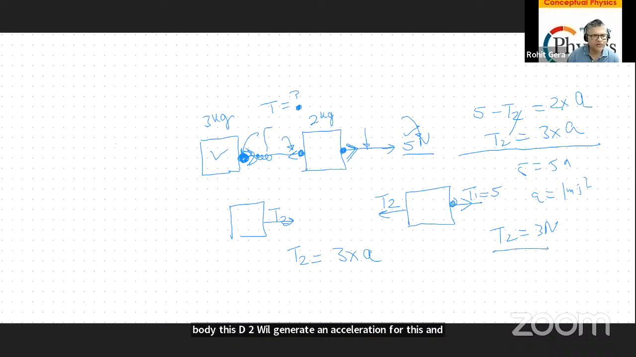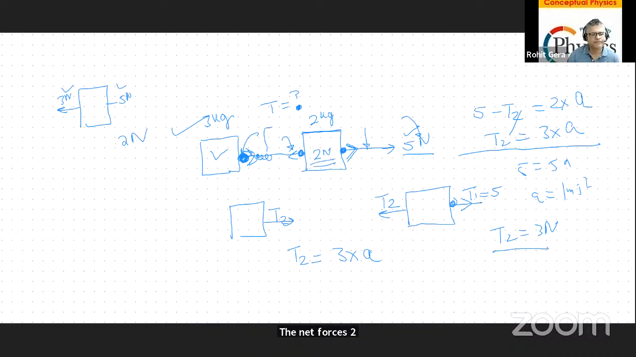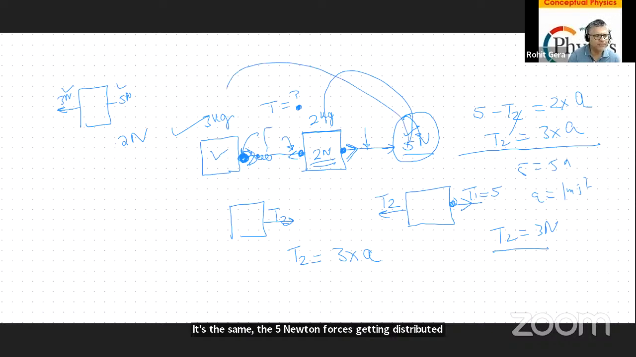And what is the net force acting on 2 kg? T2 is pulling it away with 3 newtons. This is 5 newton. The net force is 2 newtons. Same, the 5 newton force is getting distributed through the strings. 2 newtons were obtained by this and 3 newtons were obtained by this. Again, distribution of force.